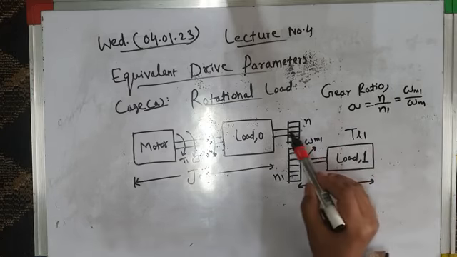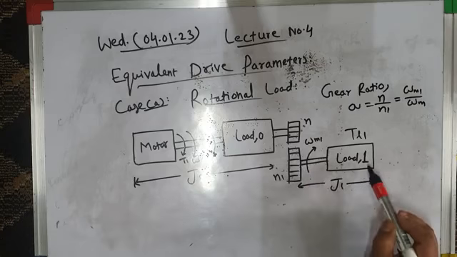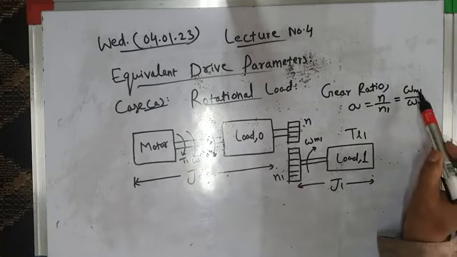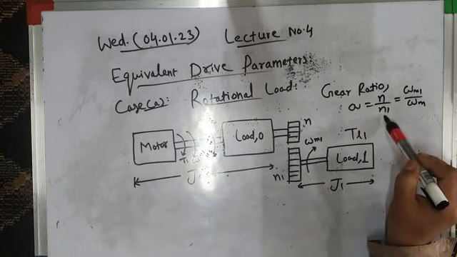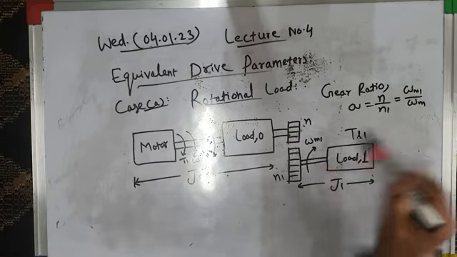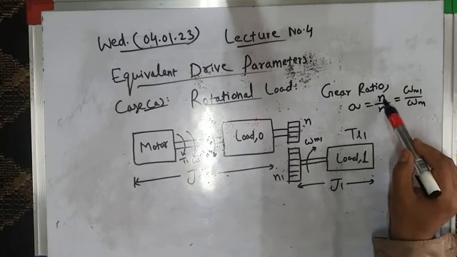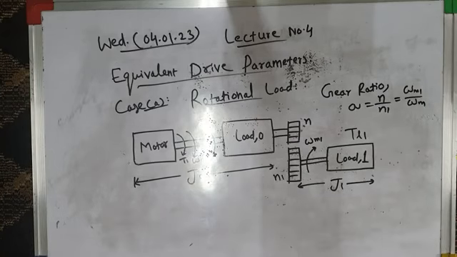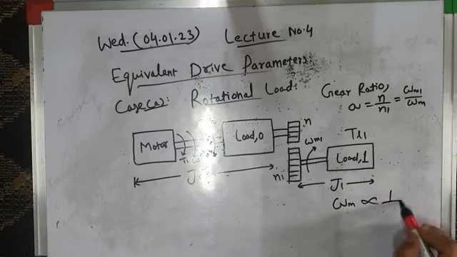N is the number of teeth on the motor side, and N1 is the number of teeth of the gear on the load side. Okay, so you can very clearly see that the speed of this load omega m1 is inversely proportional to the number of teeth N1. Similarly, omega m is inversely proportional to the number of teeth N. Okay, fine. So we can say that speed is inversely proportional to the number of teeth of the gear.